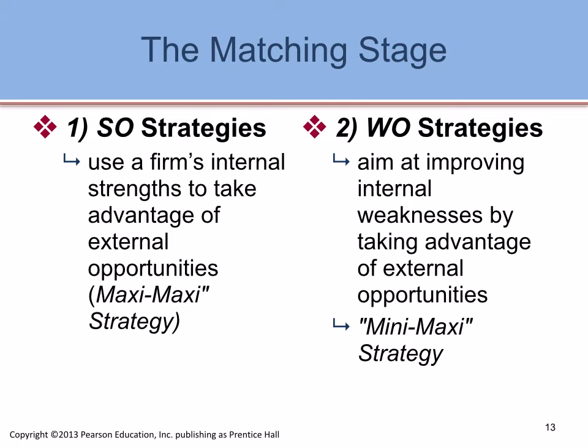For instance, an SO strategy means that we are combining internal strength with external opportunity. So how can we, as a firm, use our internal strengths to take advantage of the opportunities? Whereas WO strategies are those that minimize weaknesses by taking advantage of opportunities. So the question we ask as a firm is, how can we use our opportunities to overcome the weaknesses we are experiencing in the internal environment?